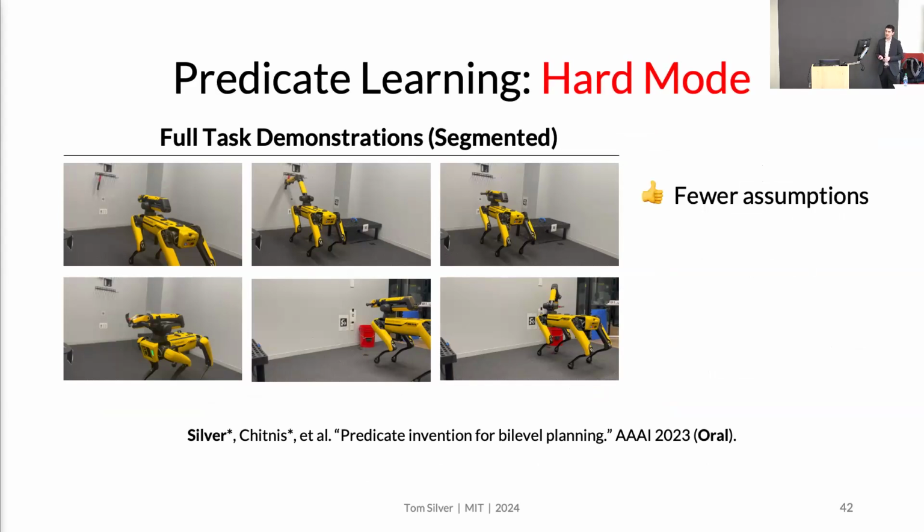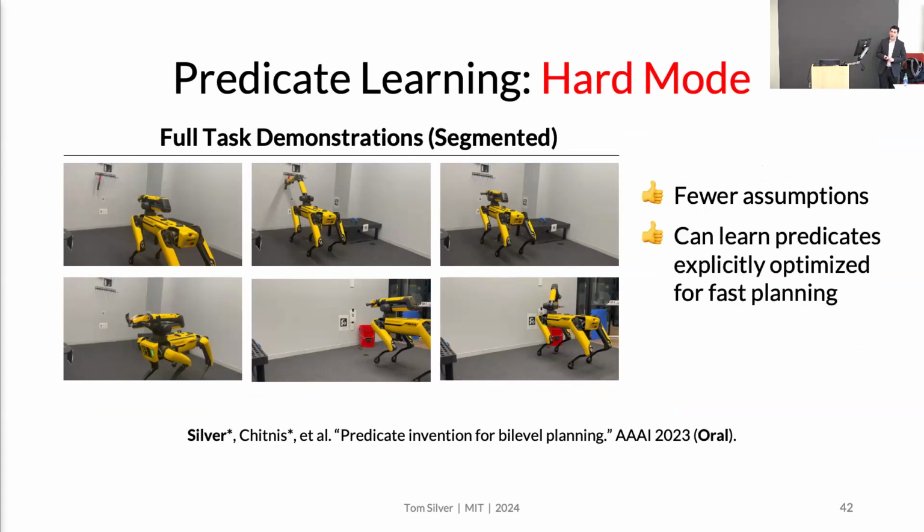So if we can do this, we're going to be happy because it requires far fewer assumptions. We're not assuming anything about labeled predicates being given to us for the structure. And there's the hope that since we're leaving it up to the robot what predicates it wants to invent, maybe the robot can choose predicates that are explicitly optimized for fast planning. The downside of this approach, though, is that, of course, it's a much harder problem because we're lacking this supervision. But nonetheless, it's a problem that we have some techniques to solve, and I want to tell you about one of those techniques now.